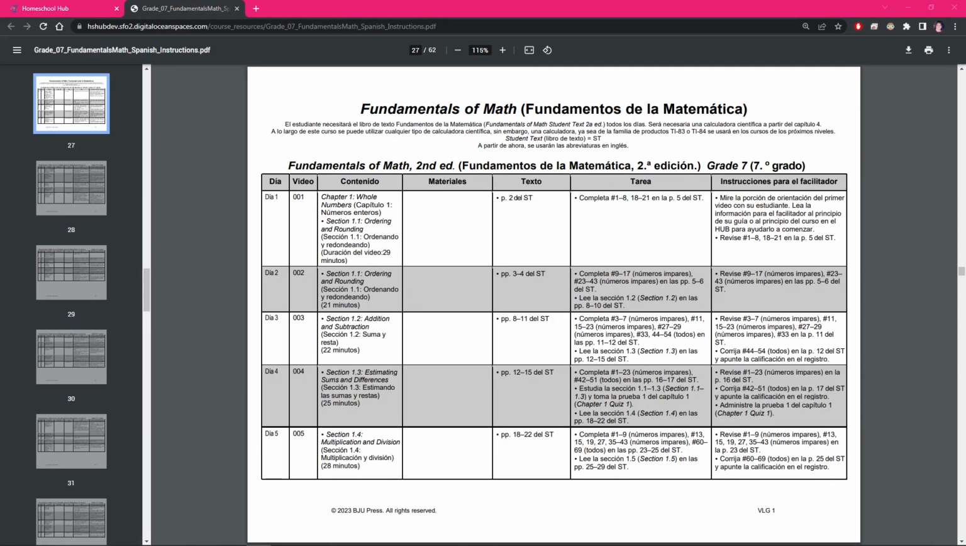In Fundamentals of Math, we can see the video lesson guide has been translated alongside the English. This day-by-day guide will show the parent what the student should accomplish, along with their daily role as the facilitator.